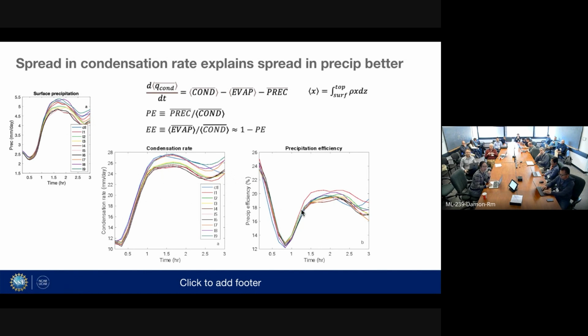On the other hand, if we look at the precipitation efficiency, which you can think of as evaporation efficiency, the pattern is actually less consistent with that of the surface precipitation. When we calculate the spread among the different shear cases, it's much less compared to both the spread in condensation rate and surface precipitation. So just based on this calculation, we thought the condensation rate, instead of the evaporation, is the primary driver of the change in surface precipitation.